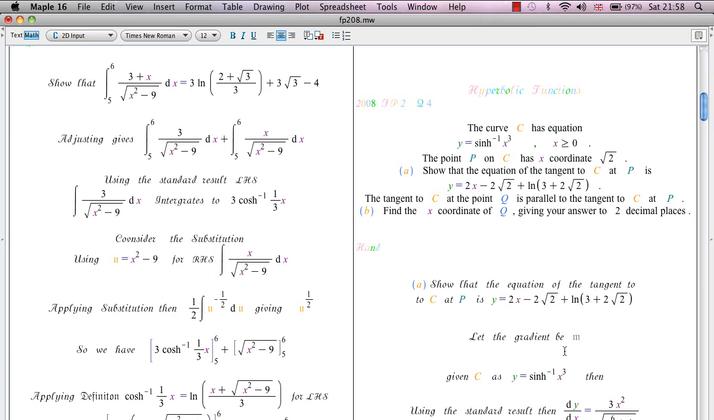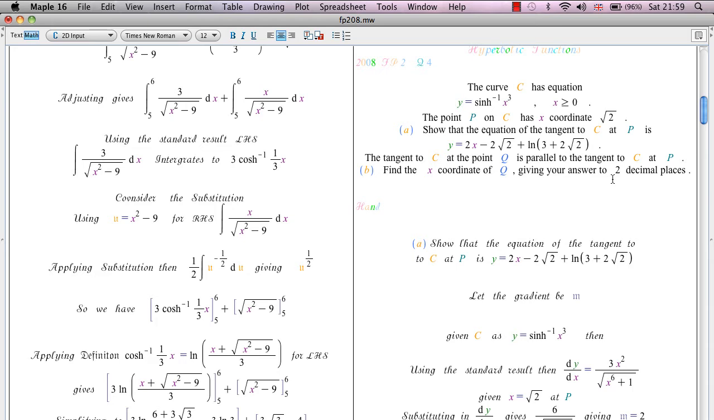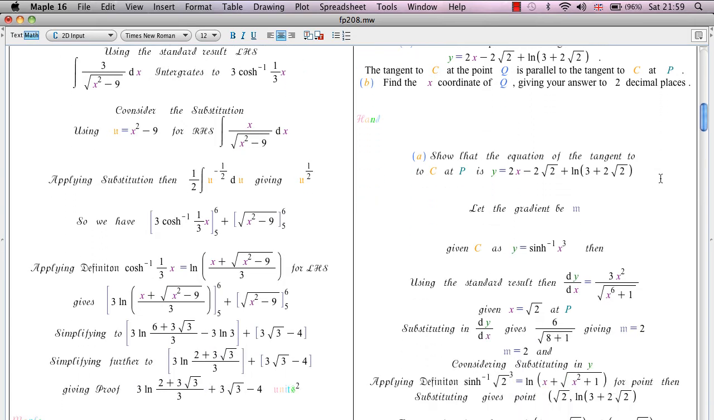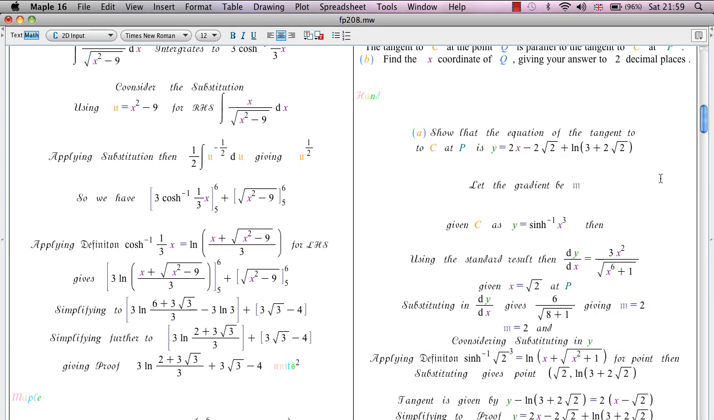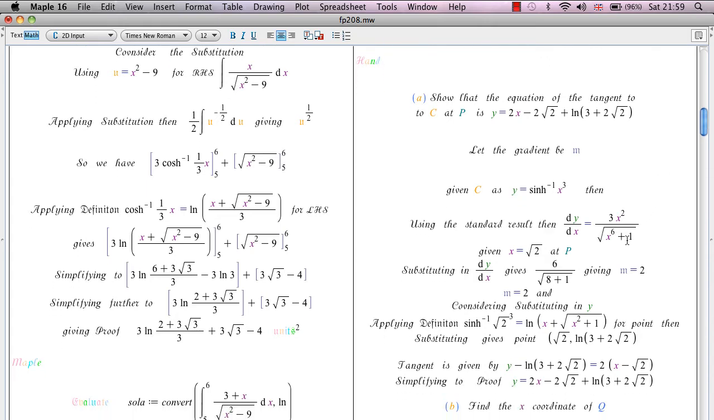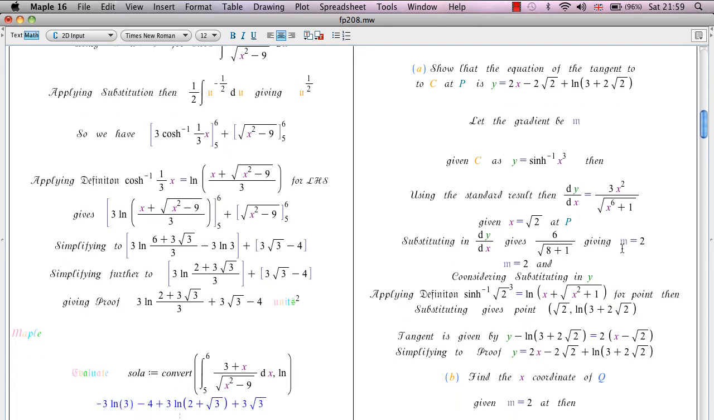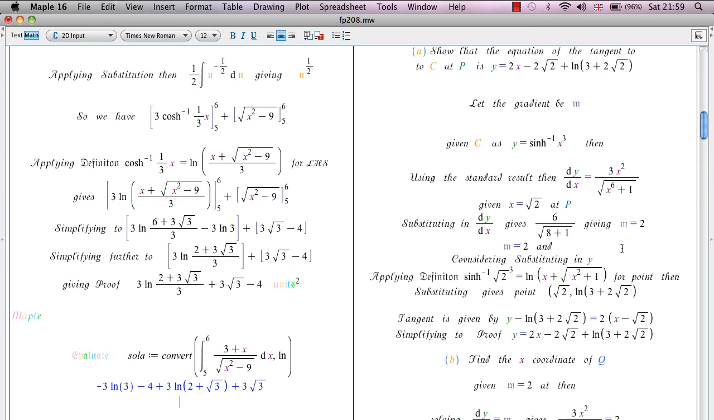Question 4, hyperbolic functions, curve sketching, to show that the equation of the tangent is this expression in A, and a parallel tangent at Q to find the x-coordinate of Q in B. So considering the standard results for differentiating inverse sinh functions, dy/dx will be this expression, and given x equals root 2 at the point P for the tangent, substituting gives our gradient.